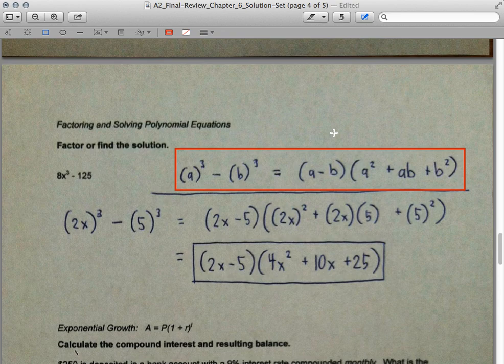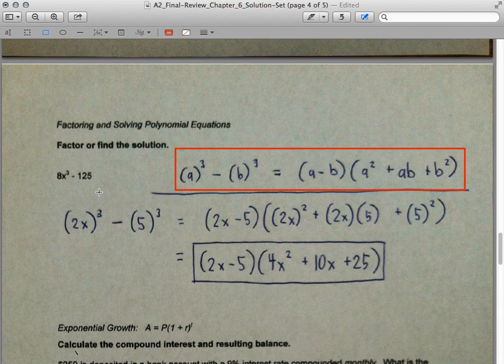In this case, we have one of those examples, and that is the difference of cubes. So the difference of cubes model states that the value a cubed minus the value b cubed produces this factoring pattern, which is the value of a minus the value of b times the value of a squared plus a times b plus the value of b squared.